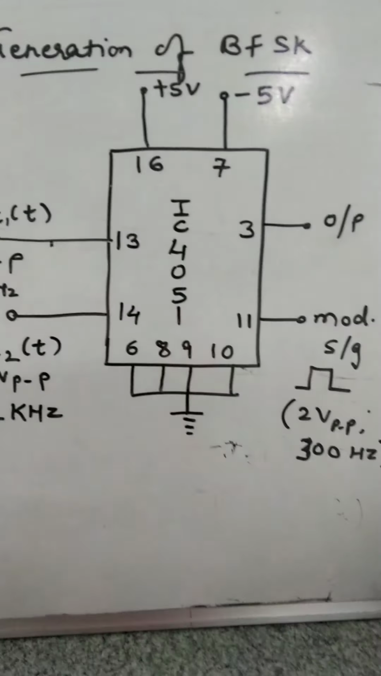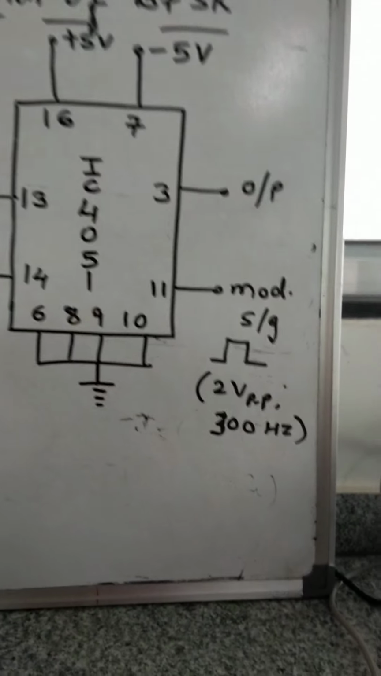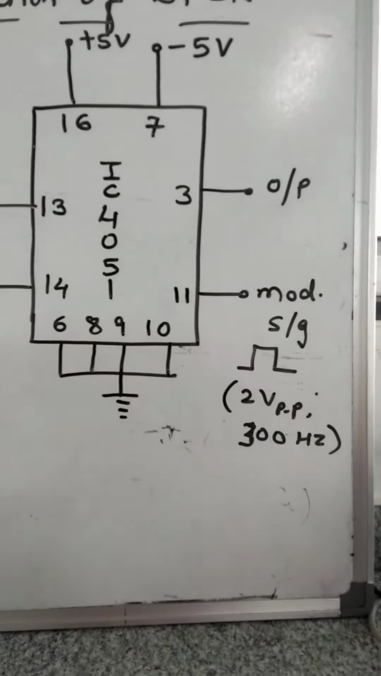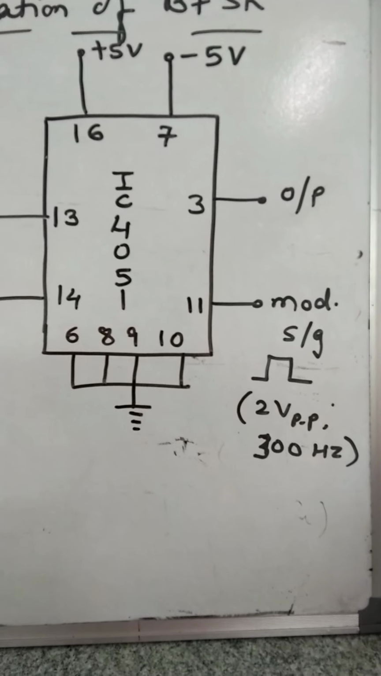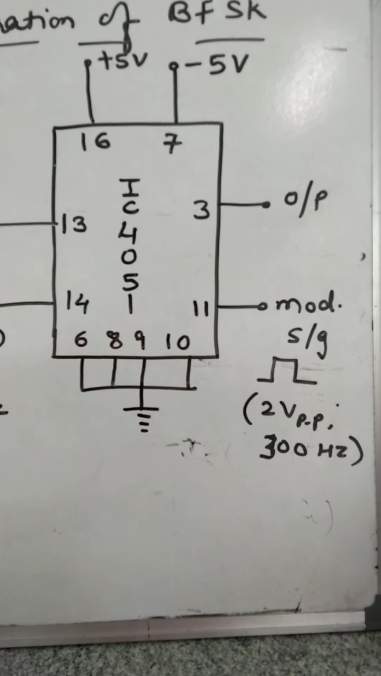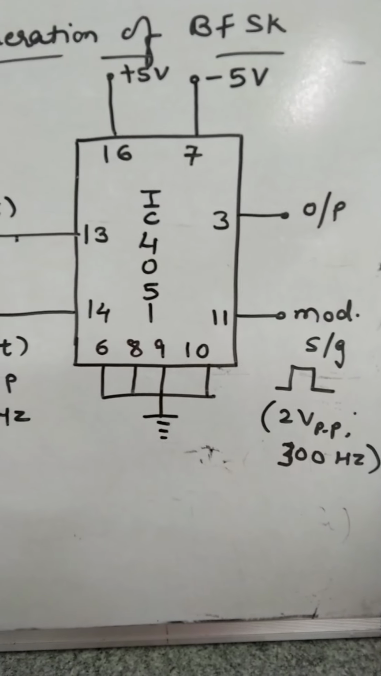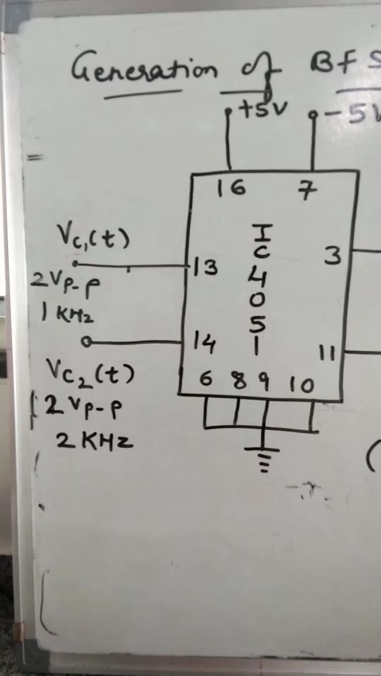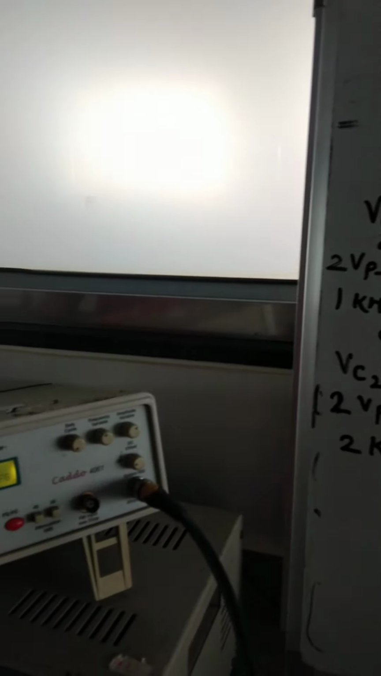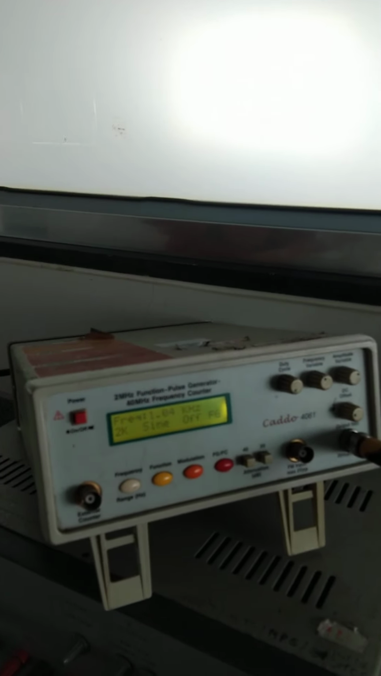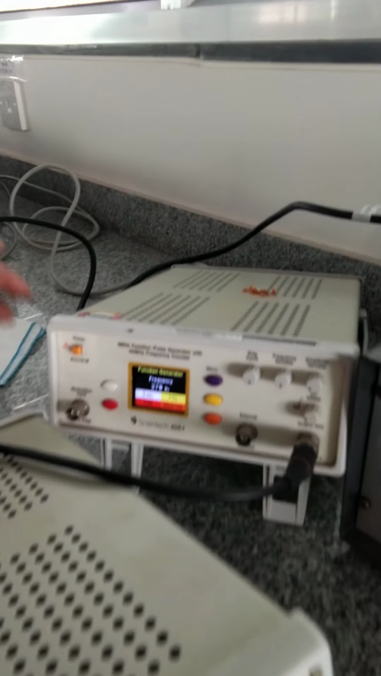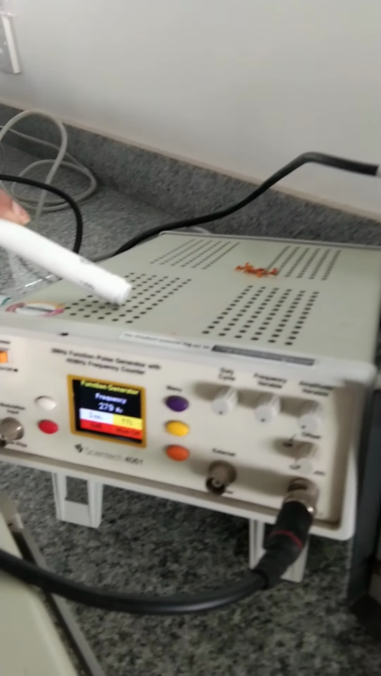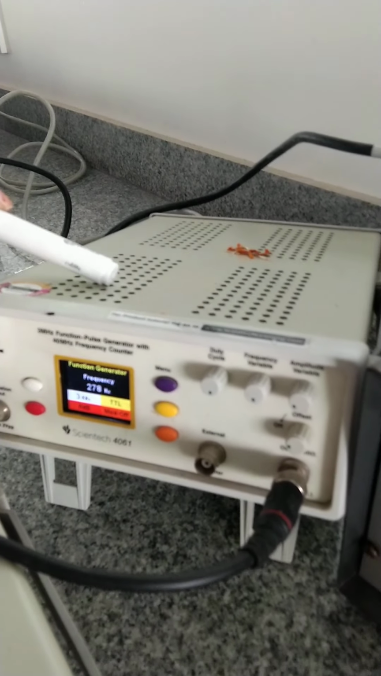So here we can see that to pin number 11 you will be giving your modulating signal, which is a square wave, which will be basically your information signal, and it will be represented in the form of binary, that is zeros and ones, and pin number 3 is your output. So in the figure you can see that we are requiring three waveforms. At pin number 13 there is VC1, pin number 14 there is VC2, and pin number 11 is your modulating signal. So this is the function generator where we are giving the modulating signal, which is a square wave.